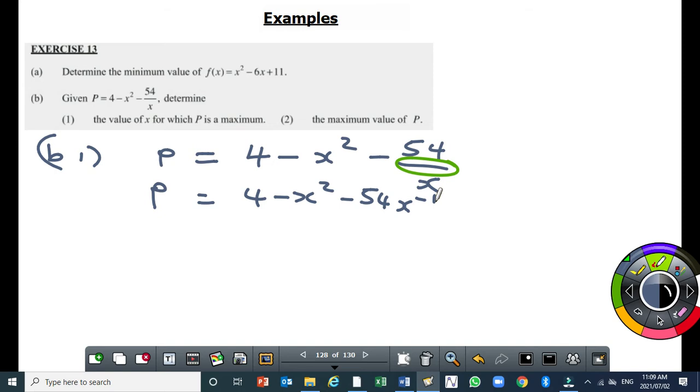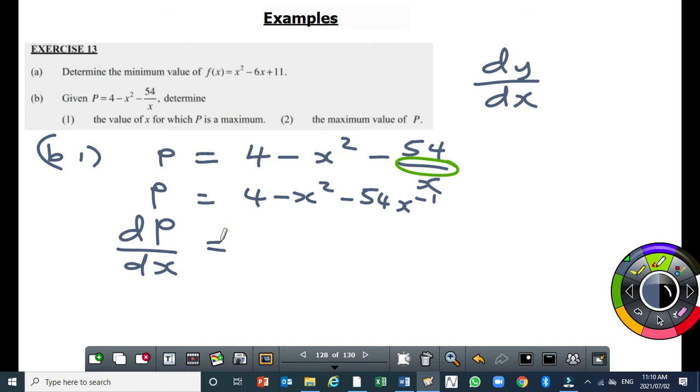So when I write my derivative here, instead of writing it as dy over dx, it's going to be dp over dx. Our function is not y equal to, it's p equal to. Therefore, when I write the derivative, it will be dp over dx. We are trying to find the derivative of p. P is the function in terms of x.